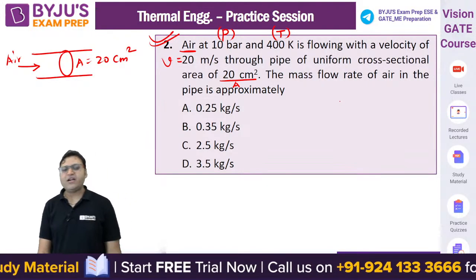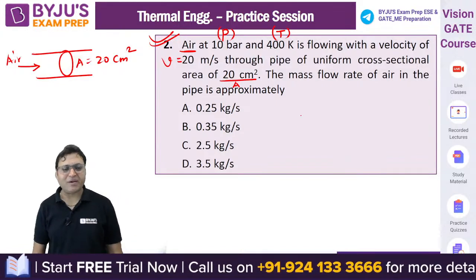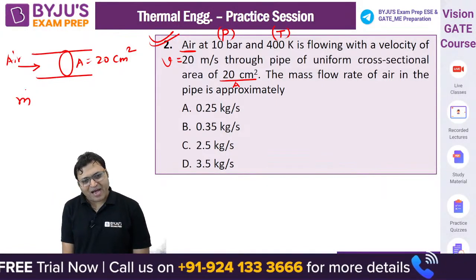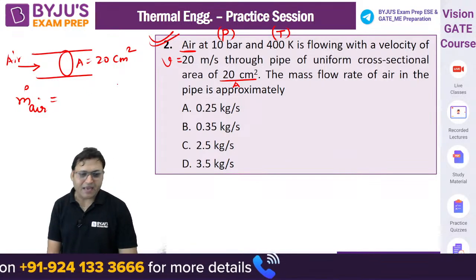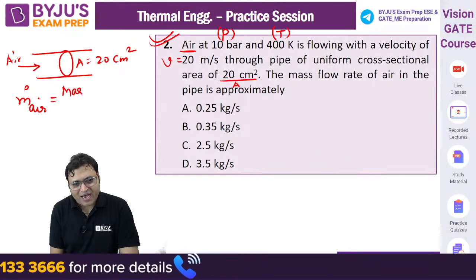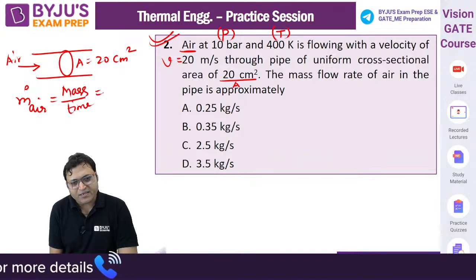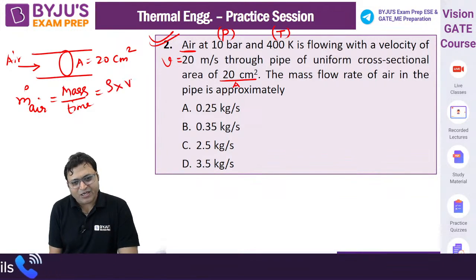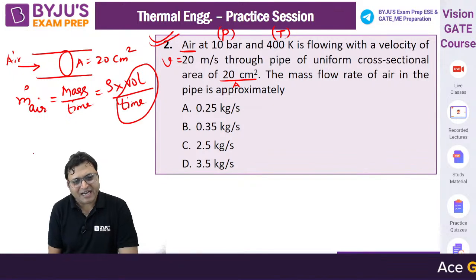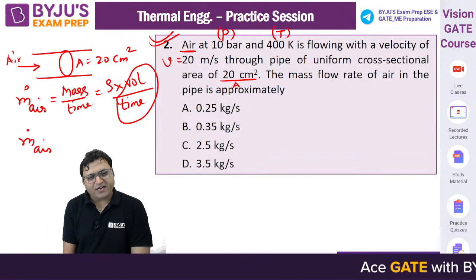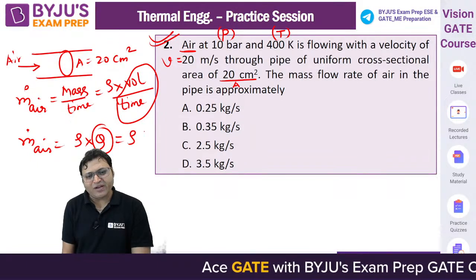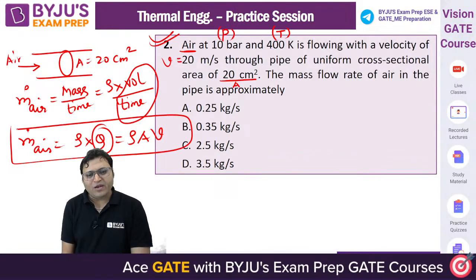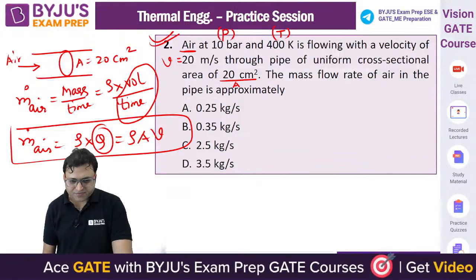The mass flow rate of air in the pipe is approximately, the question is to find out the mass flow rate of air. What is the mass flow rate? The mass per unit time. We can call it mass per unit time, that is mass flow rate, or mass is equal to density into volume per unit time, and volume per unit time is discharge. So mass flow rate of air is equal to rho into Q, and discharge is equal to area into velocity. Rho A into velocity will be the expression for mass flow rate.